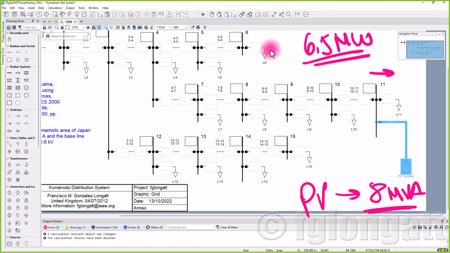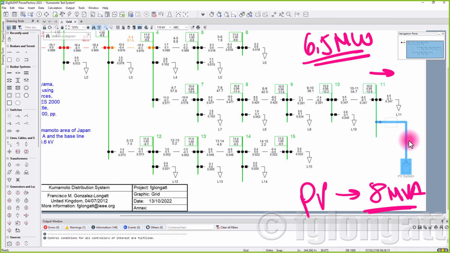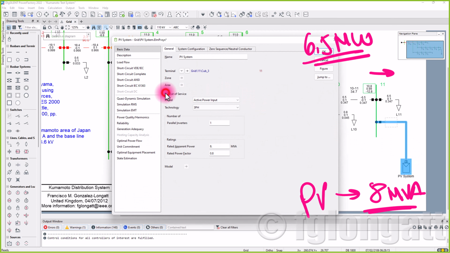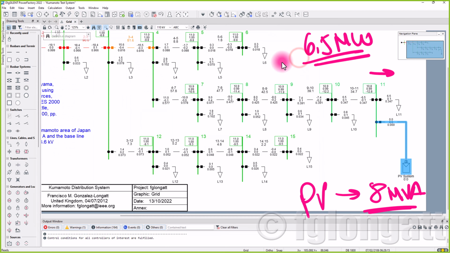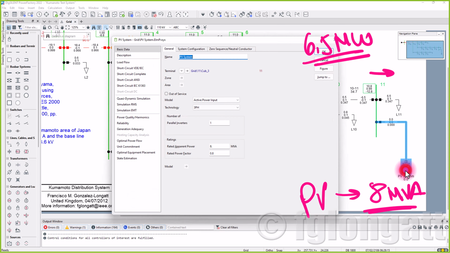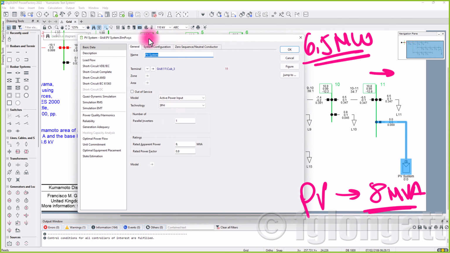and I will run the load flow to see the result. Oh, I remembered I need to put in service the PV system. Sorry, it's my fault. Now it's in service. Oh, it's doing nothing. Yes, of course, because we have an 8 MVA PV system, but this PV system is producing zero because we need to tell the PV system the power that it is producing in order to run a load flow. For that reason, double click at the PV system.